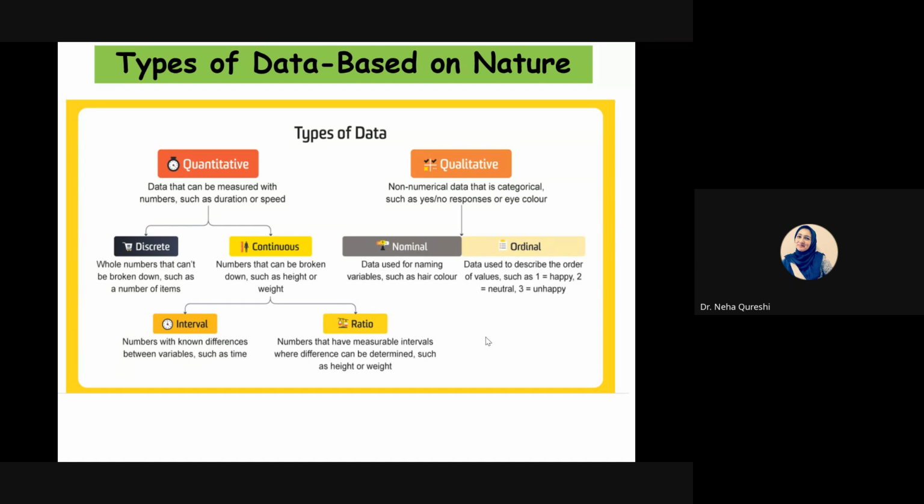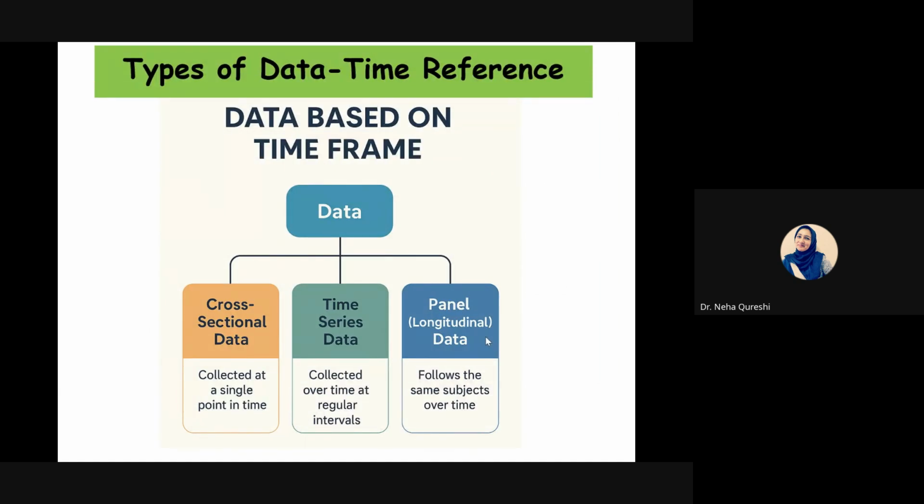Then, based on time frame, we have three types of data, rather four types of data: cross-sectional data, time series data, and panel data or pool data.